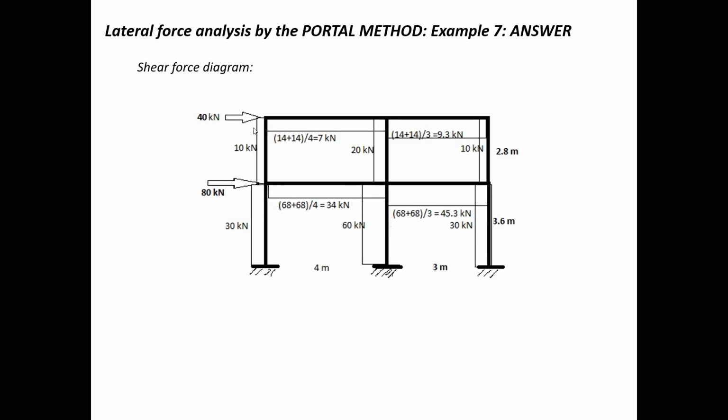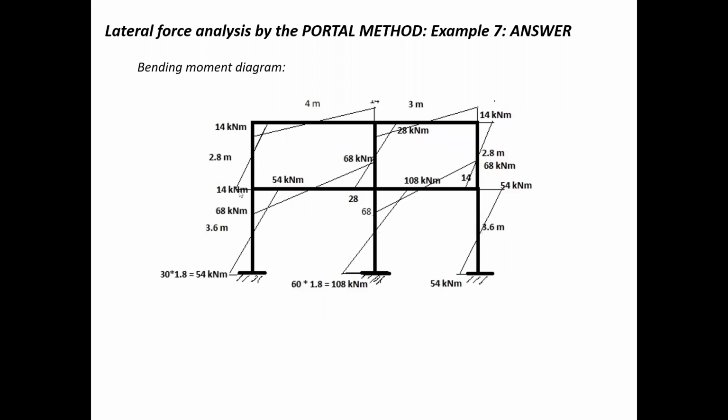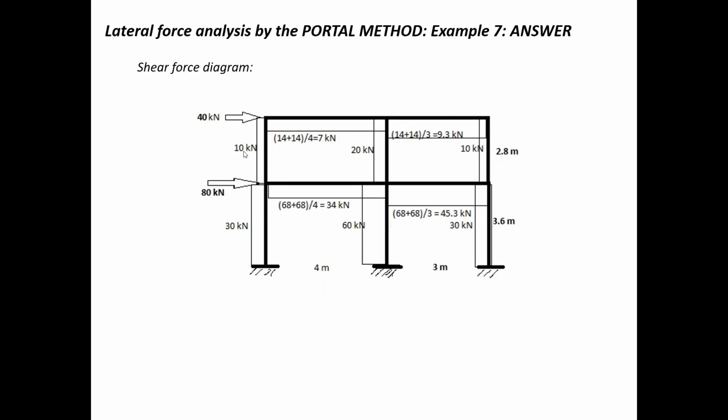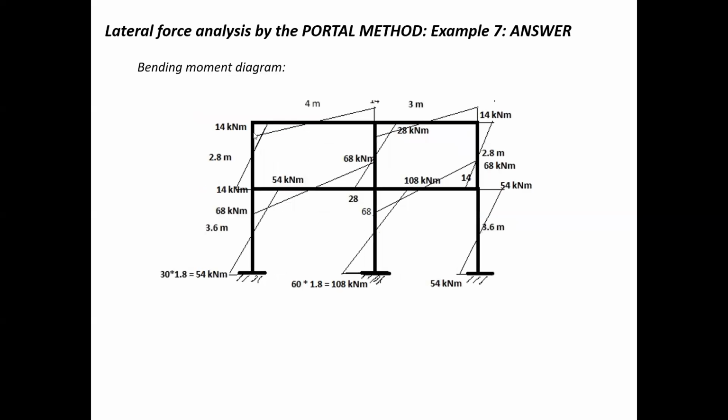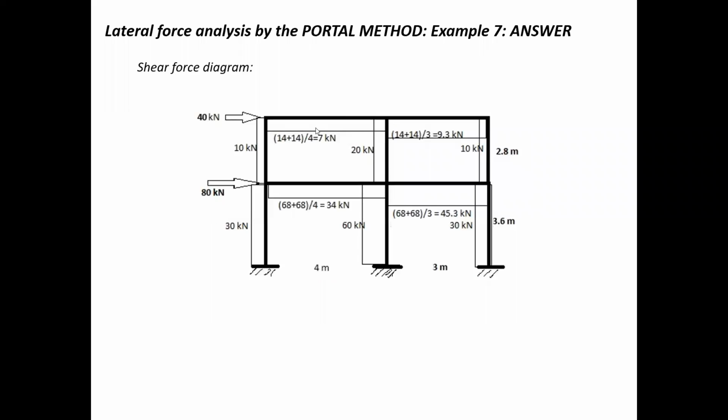And this top one, you've got 2.8, right? You've got 14 times 2, 28 divided by 2.8 is 10. You've got 10 on that side, and you've got twice the one in the middle. Now, what about the beam? Now, let's just look at this top one. 14 plus 14 is 28, divided by 4 is 7.